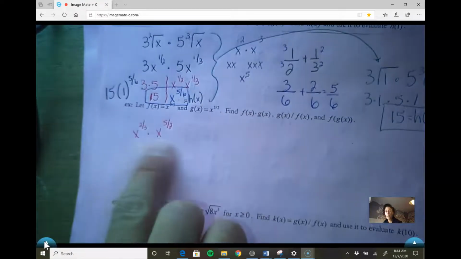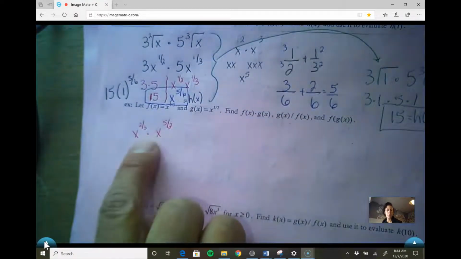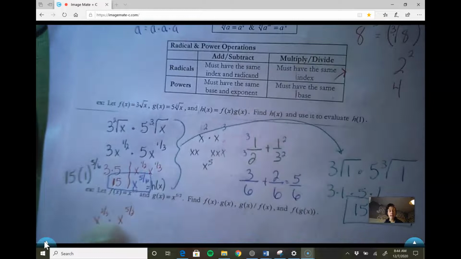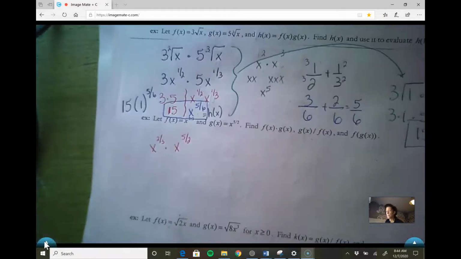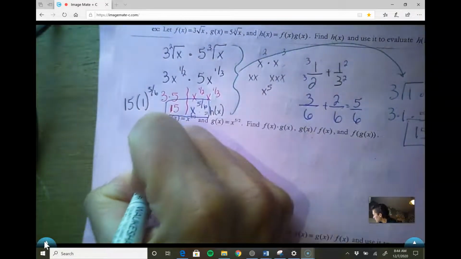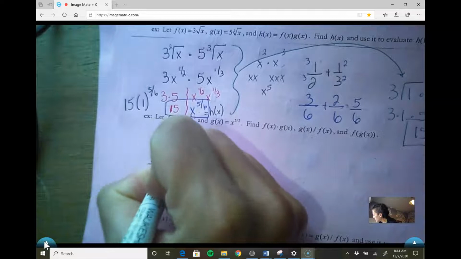And again, let's just take a look. Well, what am I supposed to do? I'm multiplying with powers, with exponents, and that says they have to have the same base. And again, the base is the x, the 2/3 and the 5/2, that's the exponent, that's the power. And I can add fractions. I'm just going to make a little fraction over here.